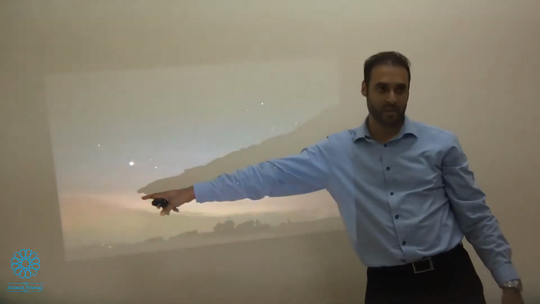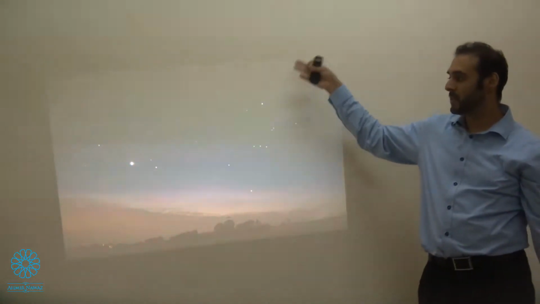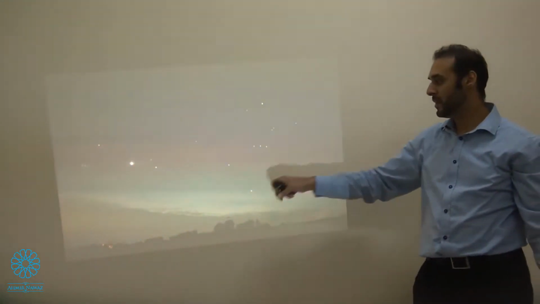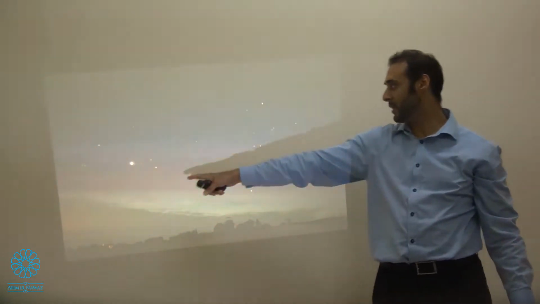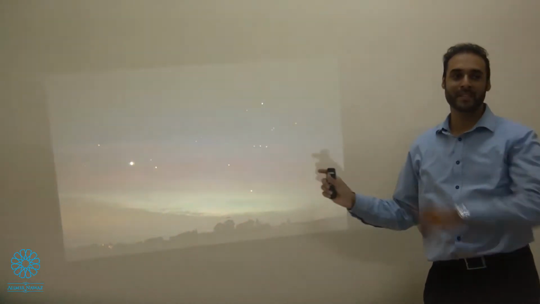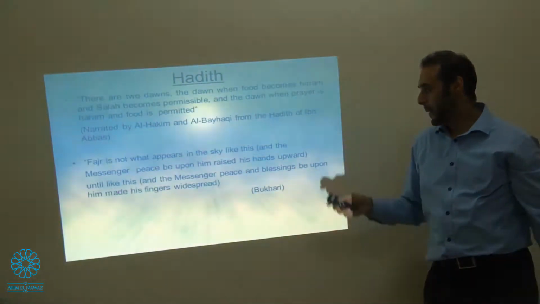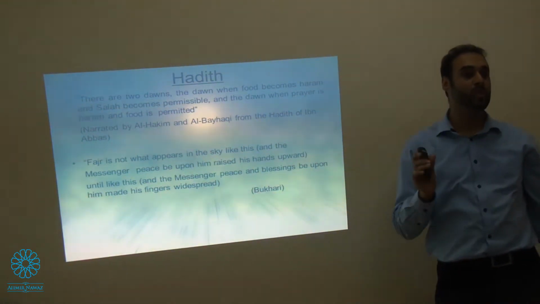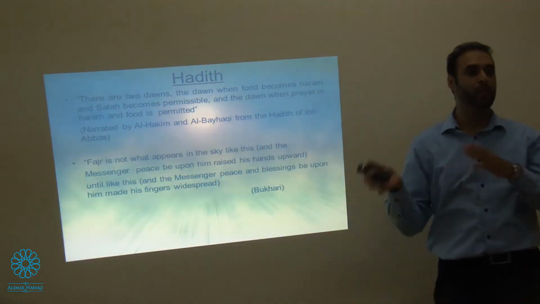So you can see the whiteness of the sky. The rest of the sky is still black. You can still see the stars. That's the planet Venus on the ecliptic, and that's Orion. It's facing upside down. So there are two dawns. We have a true dawn and we have a false dawn.